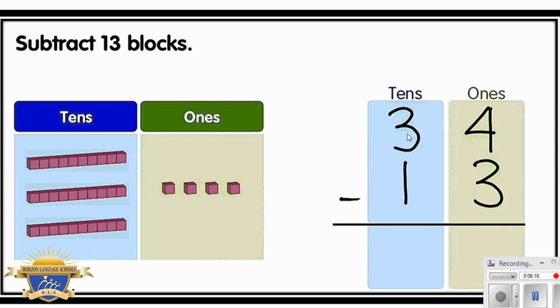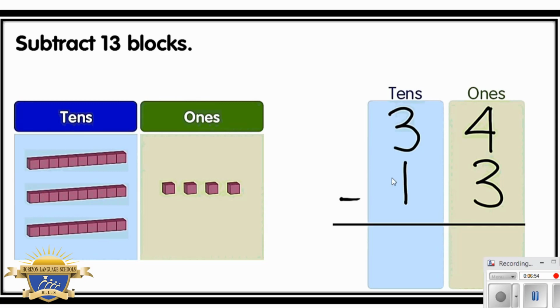So if you remember that we represent the ones by using small squares and we represent the tens by using strips. I have 4 ones, so 4 small squares in the ones place. I have 3 tens, so I have 3 strips on the tens place or tens column. Okay, now I want to subtract. So step number 1, look at the math sign. I have minus, so I will subtract the number.